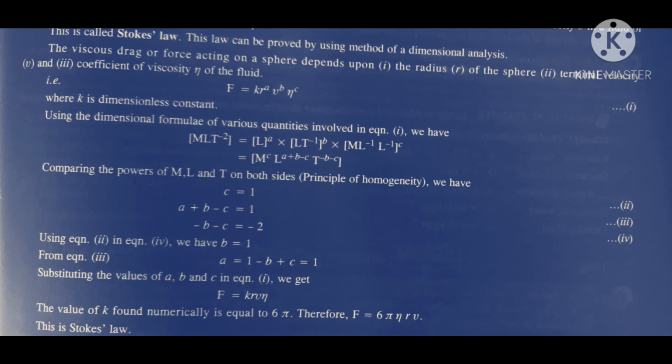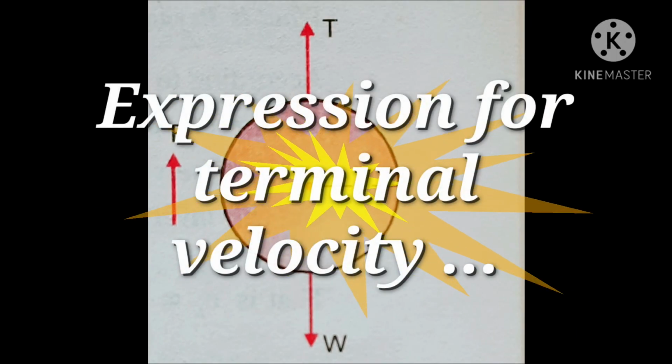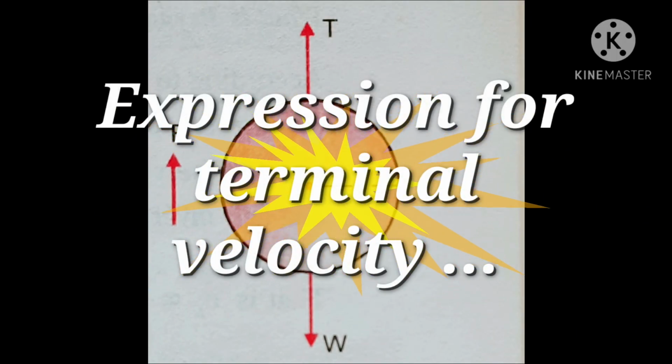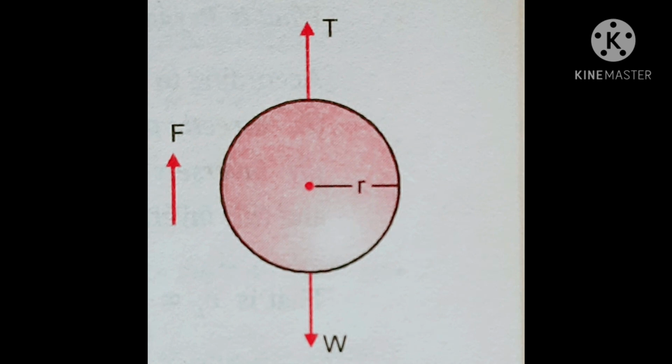Now we are calculating the expression for terminal velocity. What is the expression for the terminal velocity? When a body is dropped in a viscous fluid, it is first accelerated and then its acceleration becomes 0. It attains a constant velocity called terminal velocity.